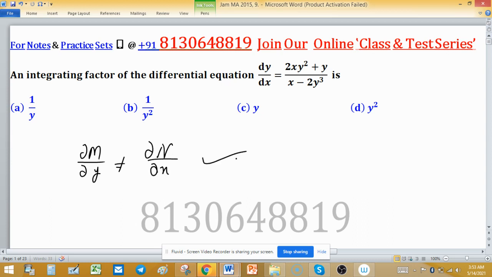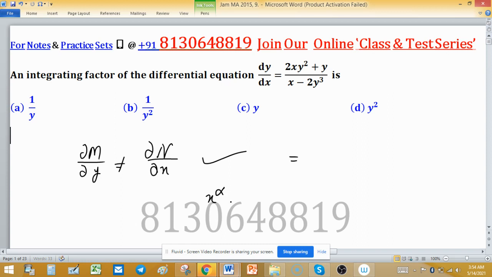So this condition is true for this. If it were exact, then equality would hold in the partial derivatives of M and N, as I wrote. So you can see the partial derivatives of M and N, and this is not an exact differential equation. Now, to make this differential equation exact, we have to multiply by some function of x and y.